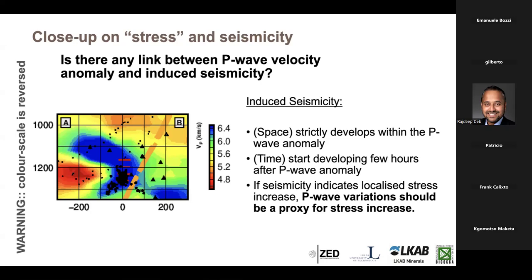So if seismicity indicates localized stress increase, we think so. It is possible that P wave variation should be a proxy of the stress increase. So if we relate the seismicity to stress and seismicity to P wave velocity anomaly, then P wave velocity increase means increase of the stress, local increase of the stress.